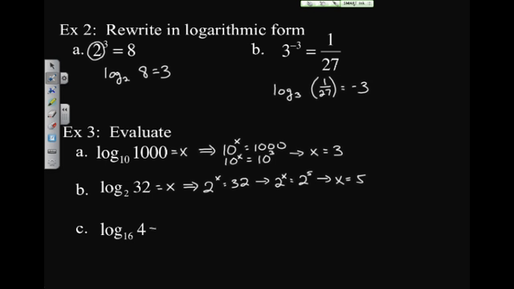Now for part C, this one's a little bit different because when we rewrite it, we get 16 to the x power equals 4. Well, we don't have a really good way of figuring that out, at least not right off the top of our head. So what we have to do is a mathematical procedure where we want to write each of these with the same base.